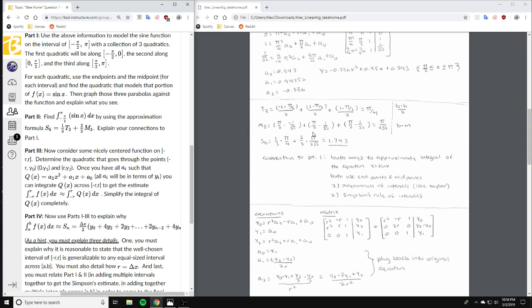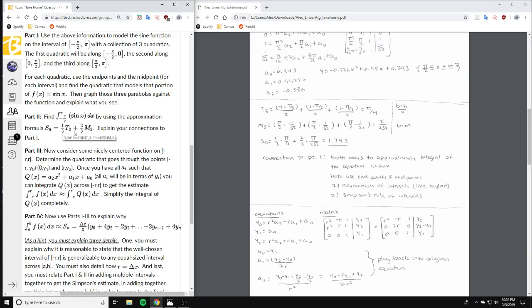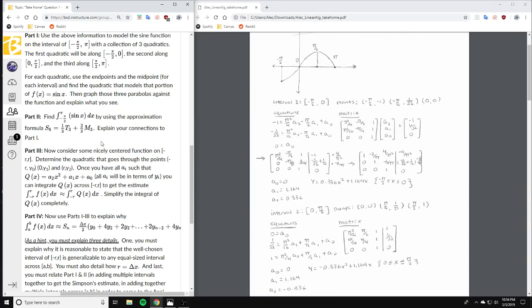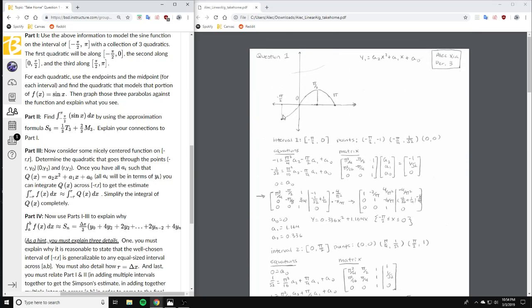So part 2, find the integral of sine x, from pi to negative pi over 2, using Simpson's rule of 6 times. So as you can see right here, F6 equals 1/3 T3 plus 2/3 M3. This is pretty self-explanatory. As you can see, one thing that I did make a little simpler is that I recognize that there is no base block right here.